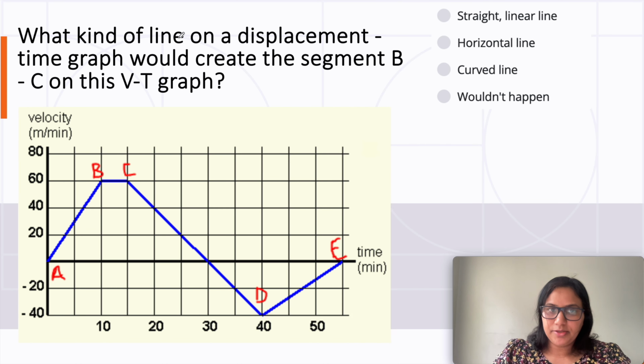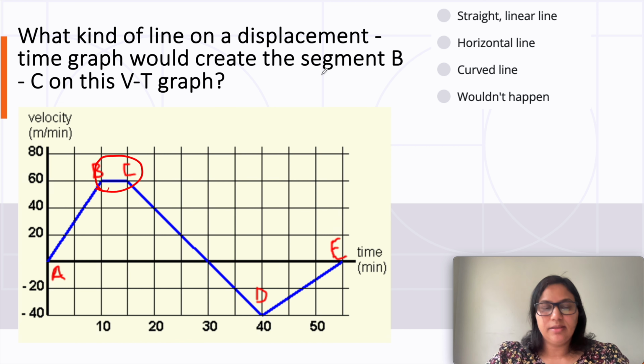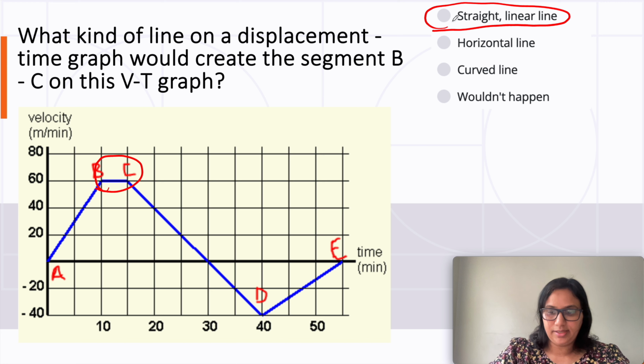Next question: what kind of line on a displacement time graph could create segment BC on this velocity time graph, that is, this portion? Here the velocity is constant, so it is a line parallel to the time axis. But on a displacement or distance time graph, the displacement is uniformly increasing, so it will be a straight linear line.